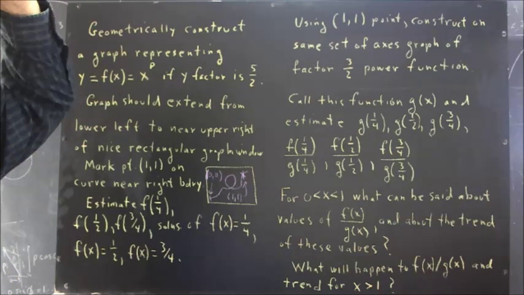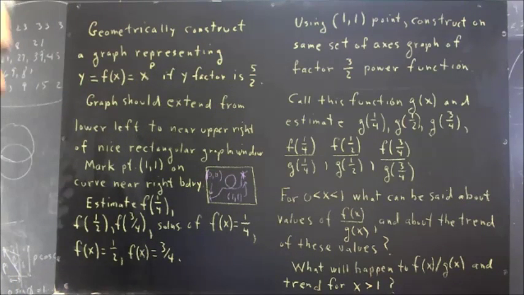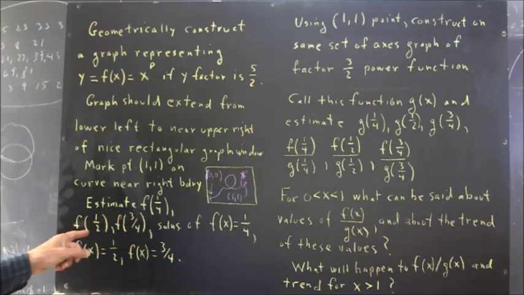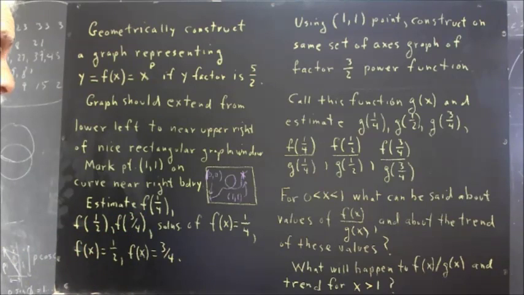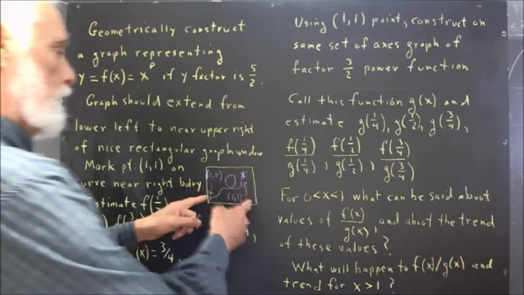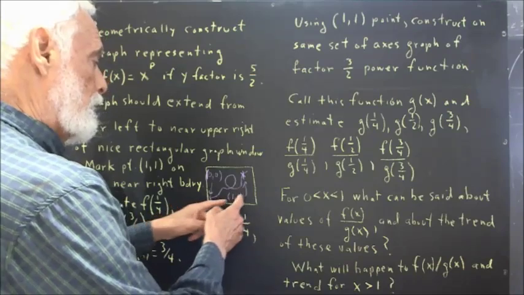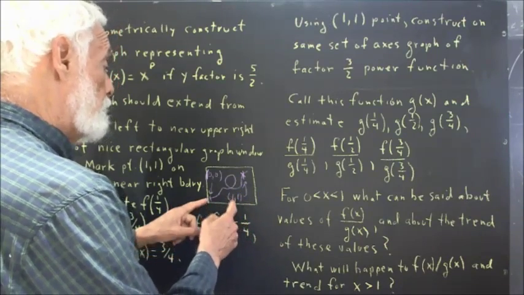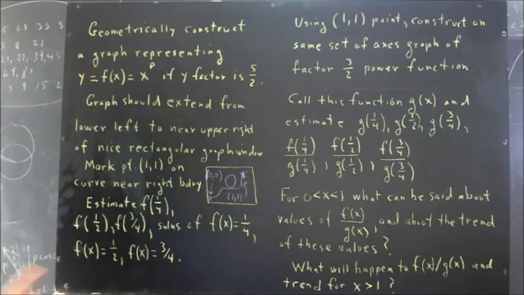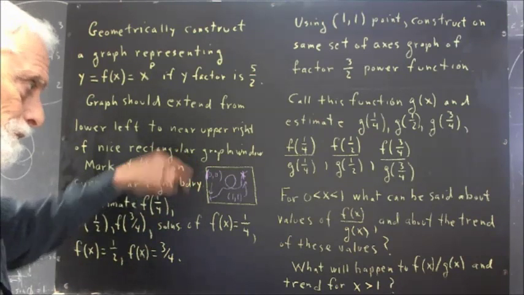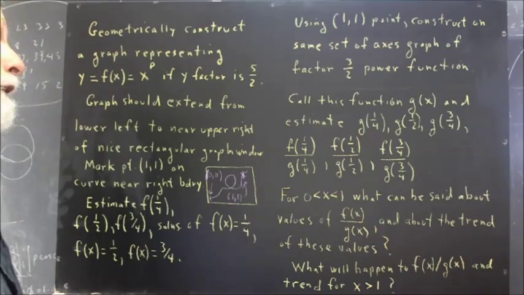Now, I'll also comment, if you've got the 1, 1 point, you don't need to measure anything to get the x equals 1/4, x equals 1/2, and x equals 3/4 points. You just go halfway from here to the 0, halfway from here to here, halfway from here to here, and you have 1/4, 1/2, and 3/4. And you can, of course, do something similar with your y scale.